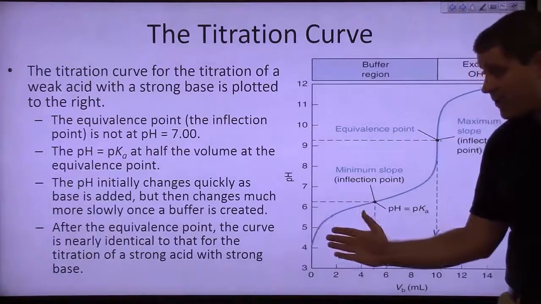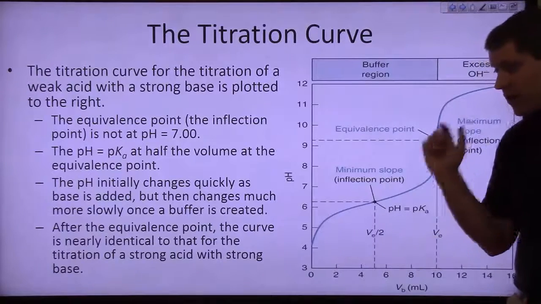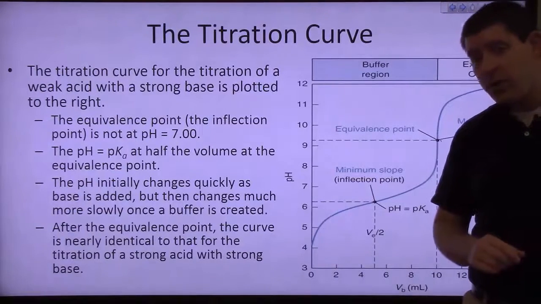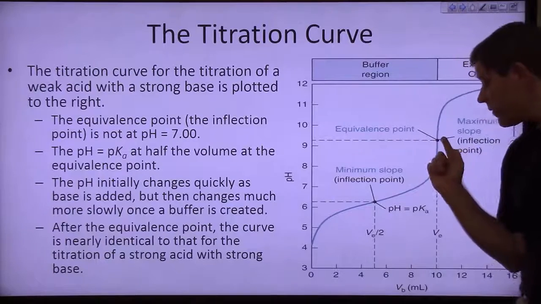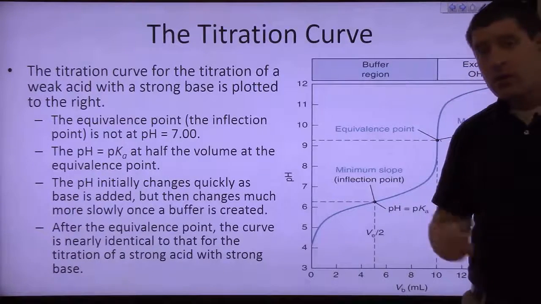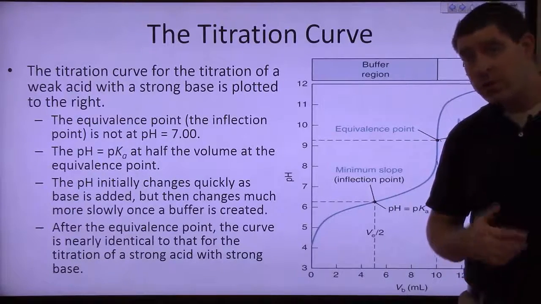And last then, after the equivalence point, the curve is nearly identical to that for the titration of a strong acid with a strong base. In other words, past the equivalence point here, we can basically ignore the contribution from our weak base because we have some strong base around.